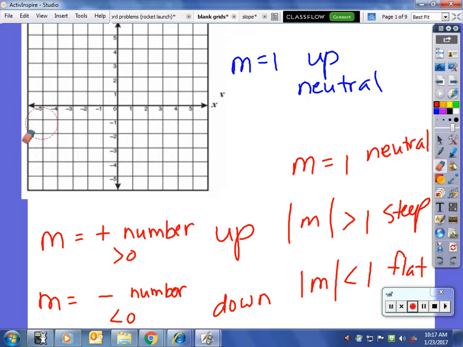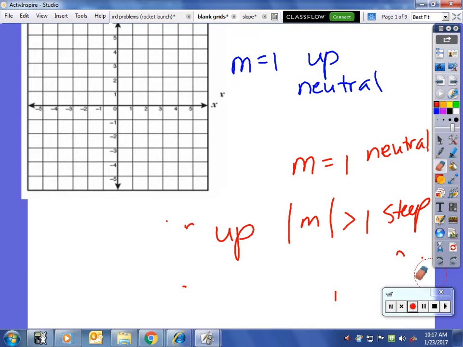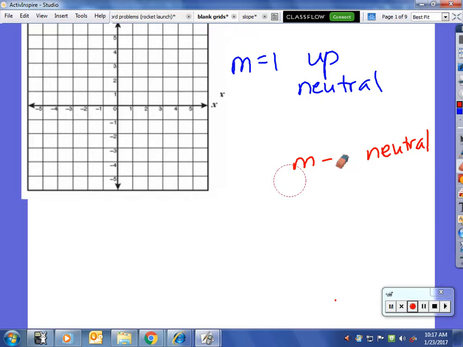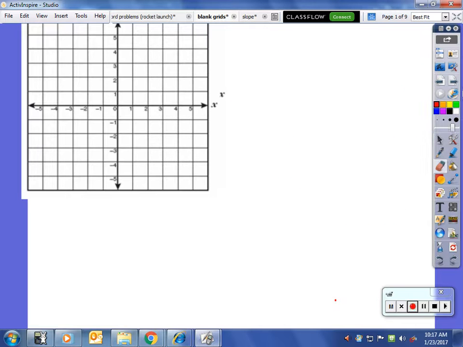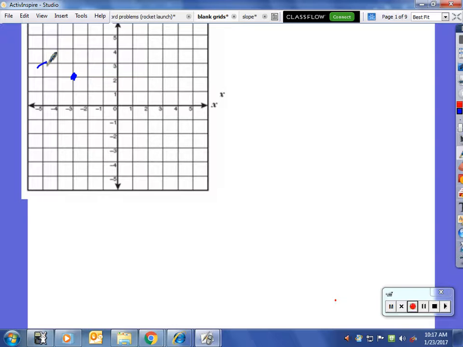Okay, so let's do some examples. I'm going to show you exactly what I expect to see here. I'm going to give you 2 points. We're going to find the slope, and we're going to describe that slope with the words steep or flat, up or down, and possibly it might be neutral. Here's a point. This is at -3, +2. And let's do this point down here, which is at 0, -4.